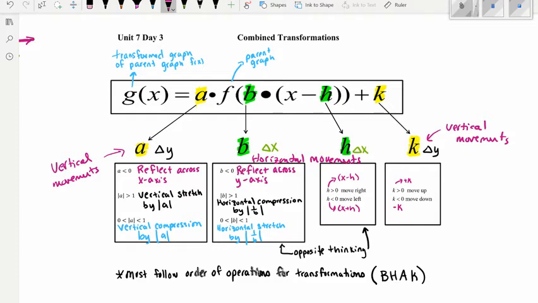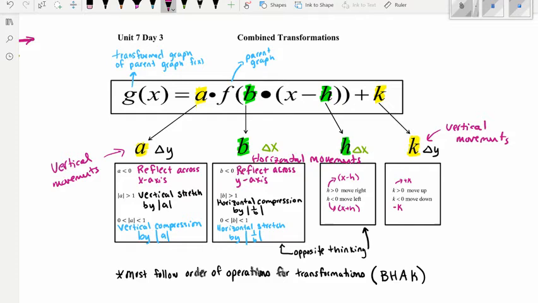For b, we said that if it's less than 0, reflect across the y-axis because that changes your x. So how do you change your x if you reflect across the y-axis? If the absolute value of b is bigger than 1, it's a horizontal compression by the absolute value of 1 over b. And if it's in between 0 and 1, it's a horizontal stretch by the absolute value of 1 over b. And then we've already done h and k a lot this year and in Math 1 and 2.